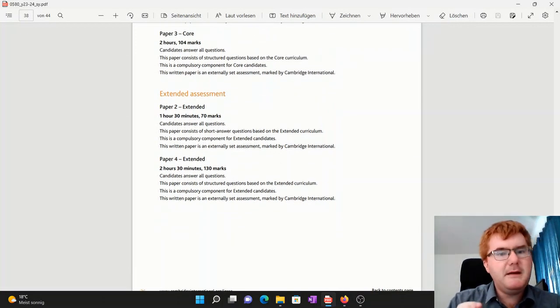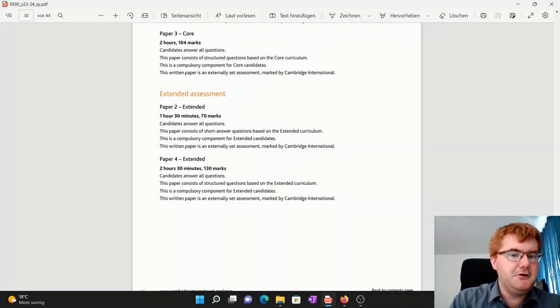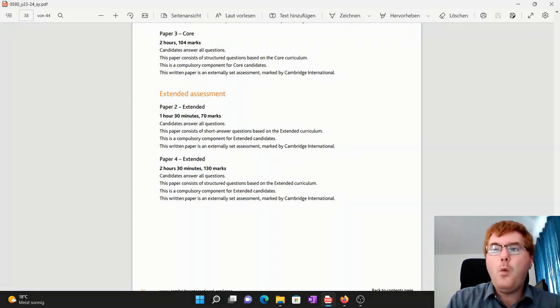For extended, paper 2 and paper 4, you can see it's divided up very similarly: 1 hour 30 minutes for paper 2, 2 hours 30 minutes for paper 4. So there is a weighting on paper 4 more so than paper 2. So please take that into account when you're doing your revision and focusing on the types of questions that could come up.